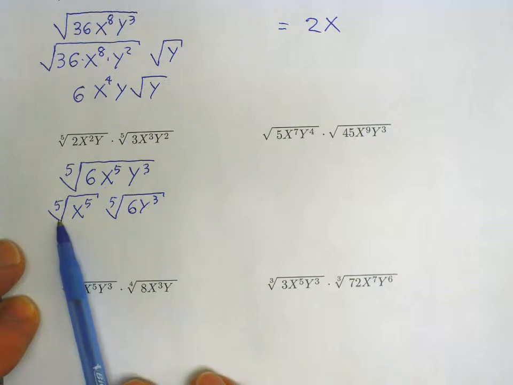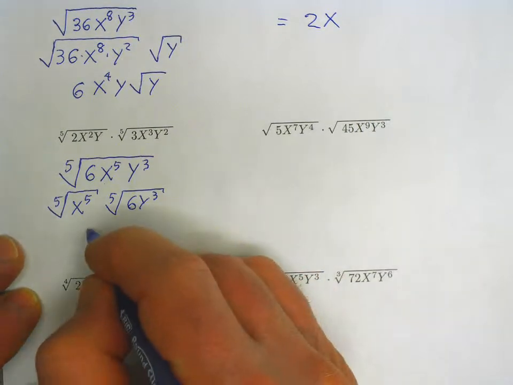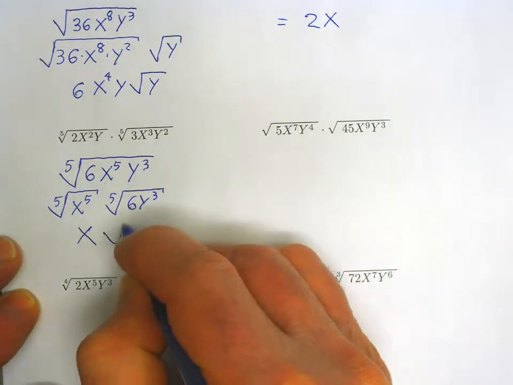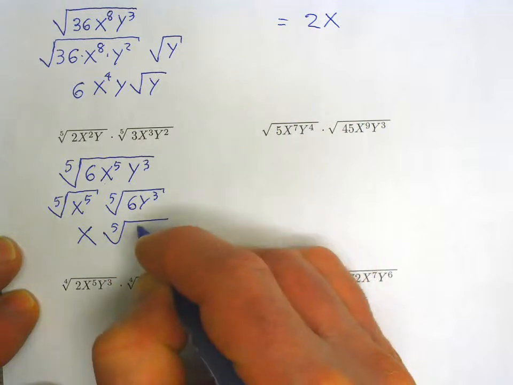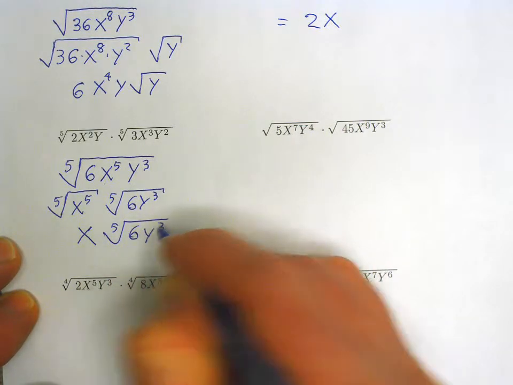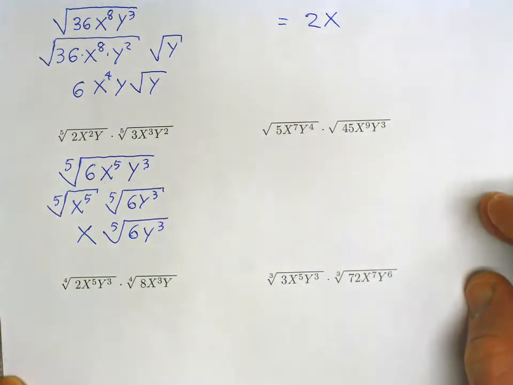And then the 5th root of x to the 5th is just x, so we multiply x times the 5th root of 6y to the 3rd. That's the simplified answer.